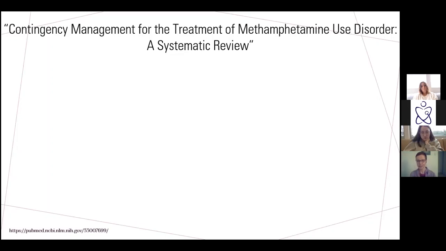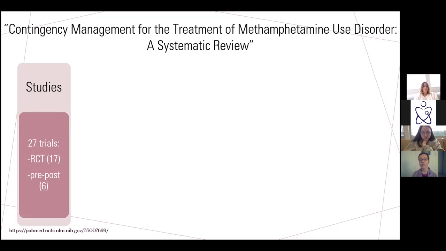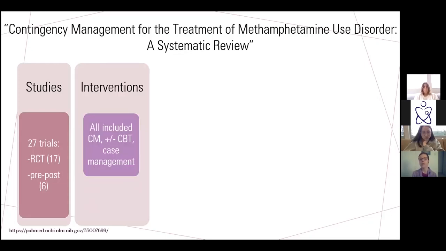Okay, I'll keep moving on. Okay, so again, just a brief overview of what the landscape of research looks like. This is from a systematic review. So there have been 27 trials looking at contingency management. 17 of those are actually RCTs, and then some of them are pre-post analyses. All of them included case management.